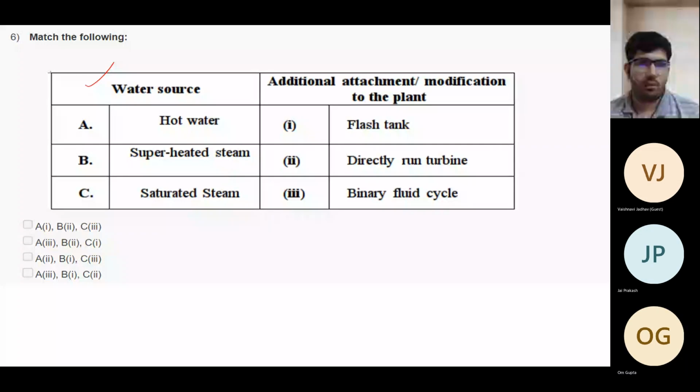Now it's okay. Are you able to see question number 6? Yeah. Okay. So match the following. You have a water source and additional attachment. What are the correct options, or maybe a correct option only? Check and answer. Just take 2 minutes.